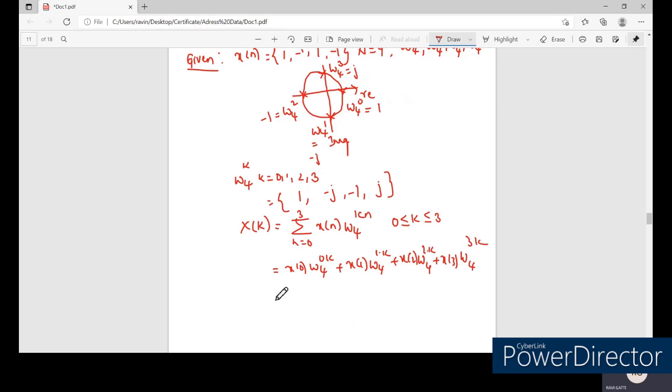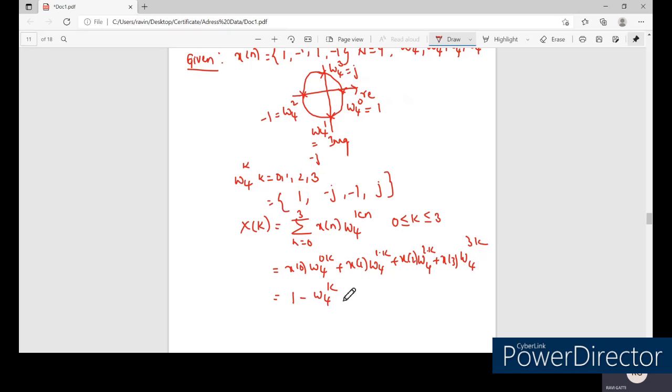Okay, so now let us substitute the values. X of 0, what is that? 1. So 1 into omega 4 power 0, what is that? It is 1. So now you will be getting 1. The next thing, x of 1 is minus 1. So you will be getting minus omega 4 to the power of k.